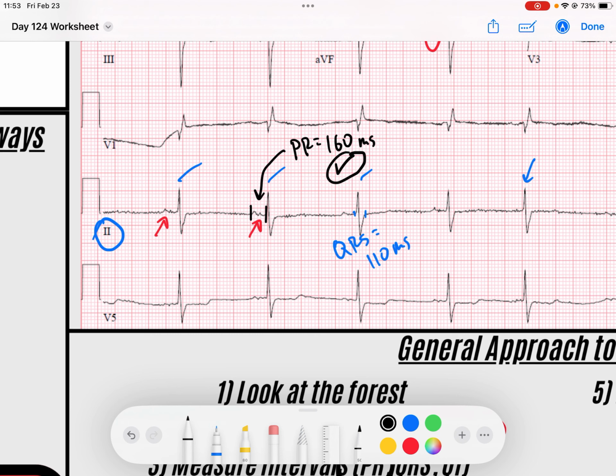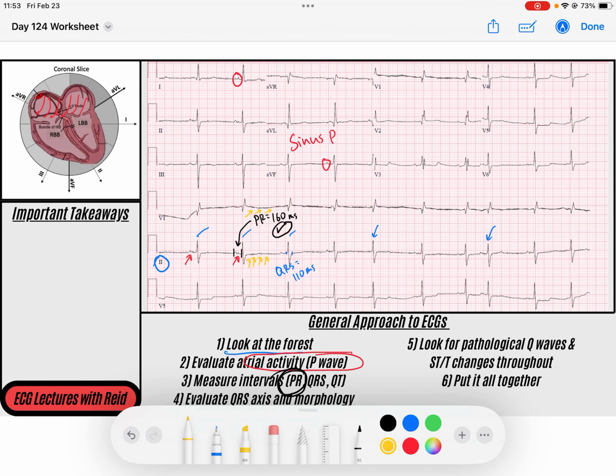We now need to make sure that there's 1 P wave per 1 QRS, because if there are any extra P waves, then we're in a different type of AV block. And so I look kind of on the baseline here. I look for any extra P waves. I don't see any extra P waves. I scan through, so I don't see any. So, okay. Normal AV node function.